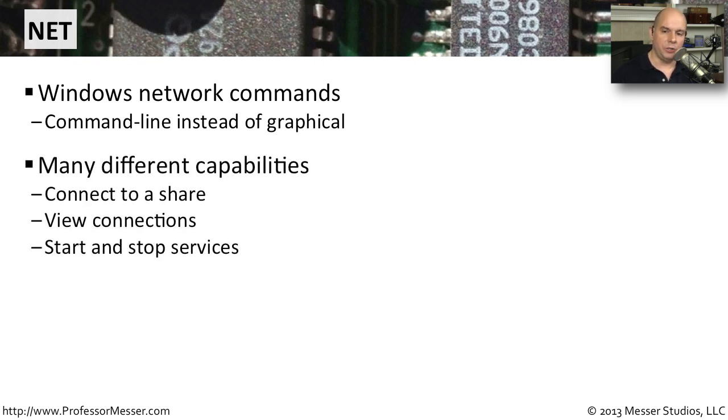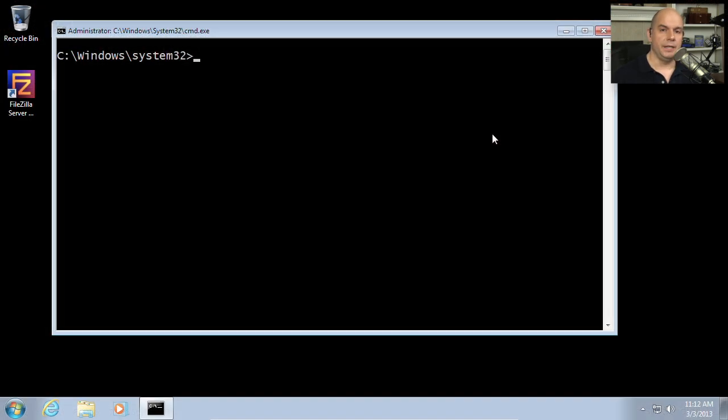So we can connect to a share, we can view all of the connections that might be inbound to our device, we can start and stop services, and much more using this net command. If you're trying to determine what your options might be, you can always use the /? to get an idea of what the options are for all of the net commands or for an individual net command itself.